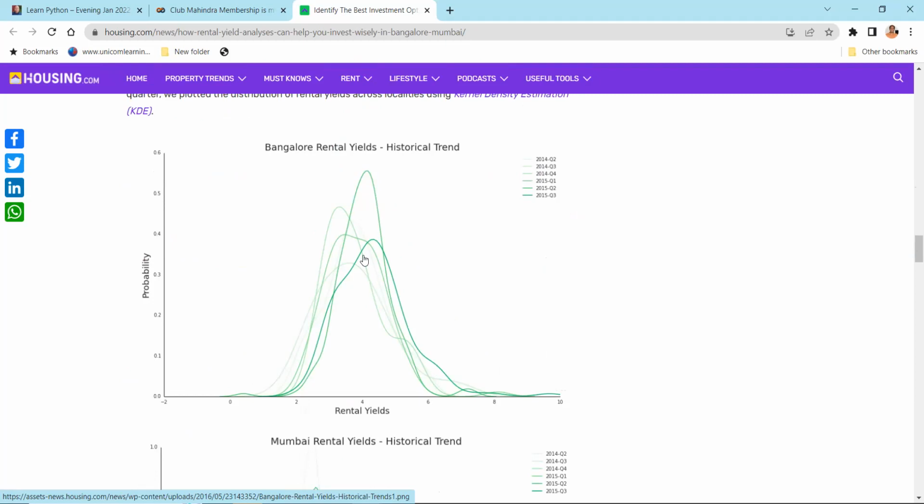Quarter by quarter, the rental yield is increasing. So in 15, you'll see there's a better rental yield than what was in 14, right? Even if you see the darker lines. Now this tip is your average rental, because this is normal data. So normal data will have mean, median, mode at the same point, right? So this is the average rental yield. And what is the average rental yield in Bangalore in 2015 Q3?